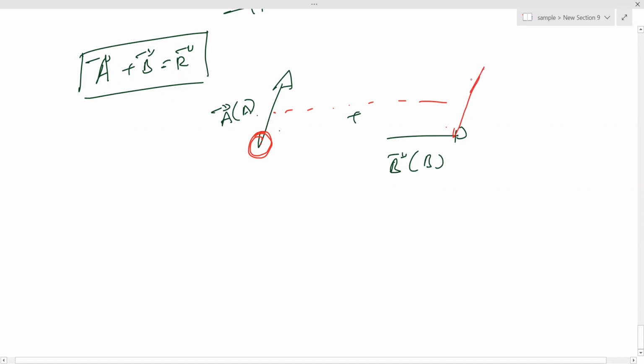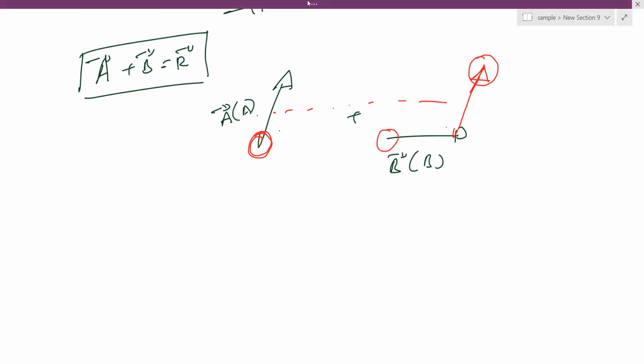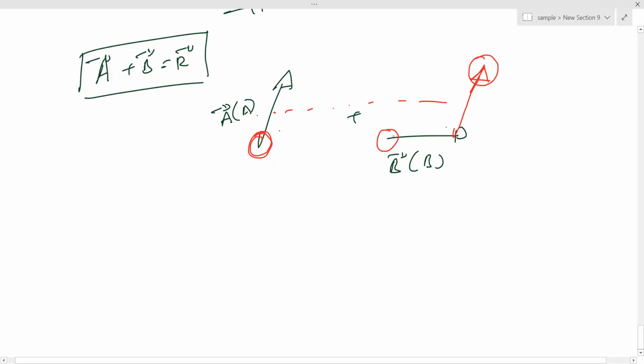Same direction, right? Then there will be one free tail and one free head, right? Be careful, observe. So you keep from the tail and go to the head. Then this is called the resultant vector, right? Other way also you can do.